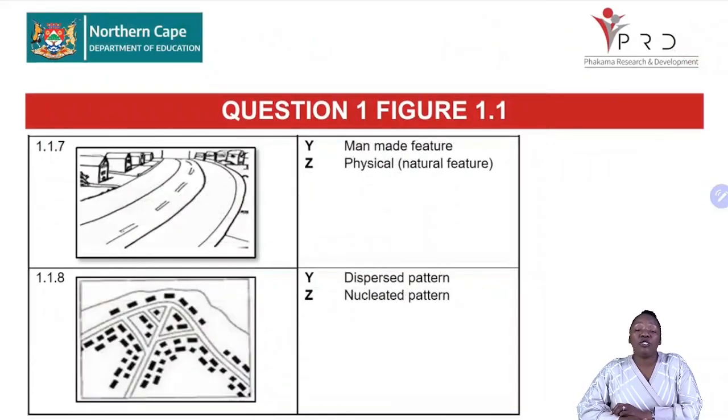Our next question is question 1.1.7 to 1.1.8. We are given a picture again. Is it Y, a man-made picture, or is it a physical, which is a natural picture? And then 1.1.8, you are given the types of pattern. Is it dispersed or is it nucleated? So again, another 2 minutes, then we proceed to the corrections.